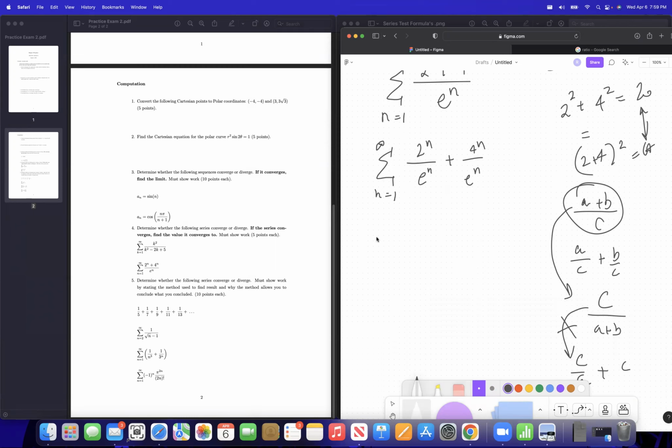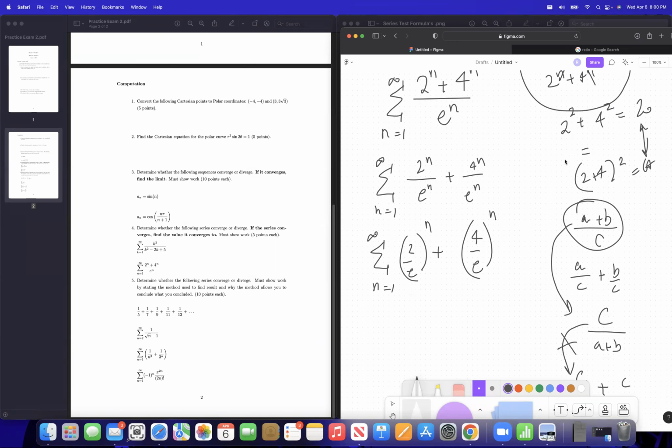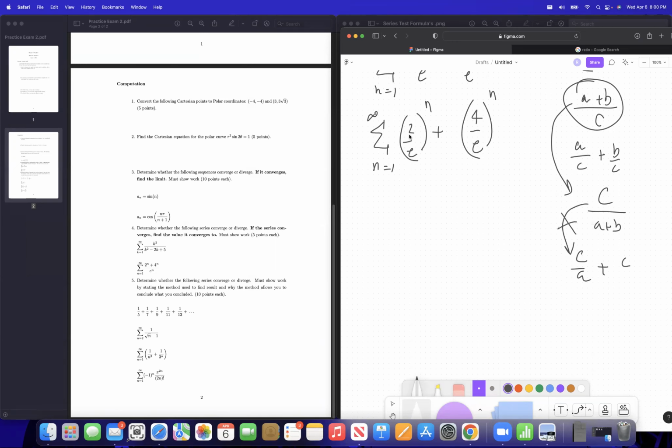So here there is. And again, in this case, we can pull that n out. That's 2 over e to the n plus 4 over e to the n. So while doing something like this is not allowed, doing something like this, a over b, and if they're both raised to the n, then you can do a over b to the n. This is allowed, okay? But doing something like that is not allowed.